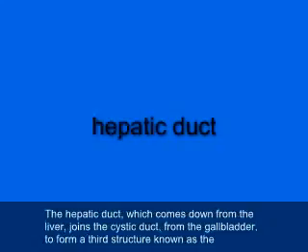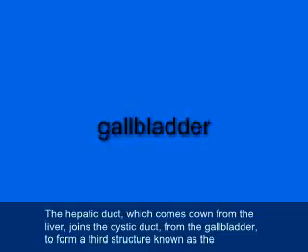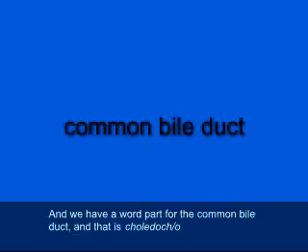Now the hepatic duct that's coming down from the liver joins the cystic duct that goes in and out of the gallbladder to form a third structure known as the common bile duct. And we have a word part for the common bile duct, and that is choledoco.